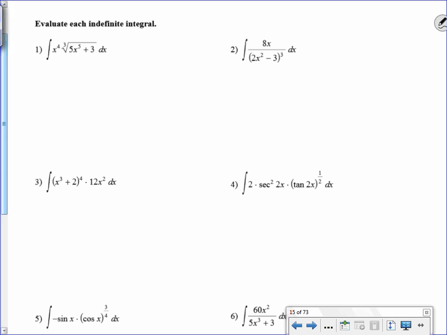All right, first of all, guys, sometimes you're going to have a constant. You might not want to have it there. You might just want to pull it out to begin with. And I also know I'm going to rewrite this. I'm going to pull the 8 out. But I'm going to consider this to be x times 2x squared minus 3 to the negative 3 dx.